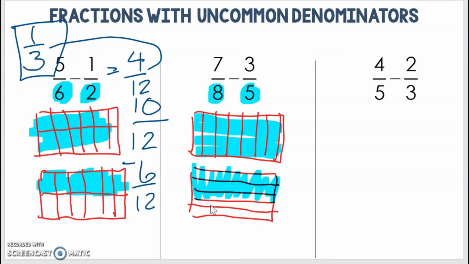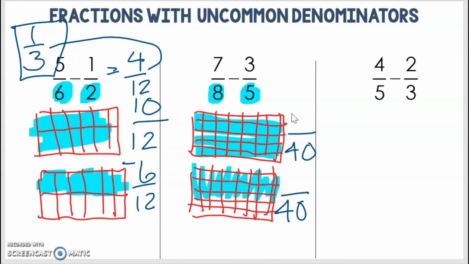So let's draw these horizontal lines up here. 1, 2, 3, 4. And then these vertical lines right here. 1, 2, 3, 4, 5, 6, 7. Okay, so now my term has changed to 40ths, right? I have 40 little boxes here and 40 boxes there. So on the top I have 35/40ths shaded in, and on the bottom I have 24/40ths shaded in. So 35/40ths take away 24/40ths is going to give me 11/40ths, and that's already reduced.